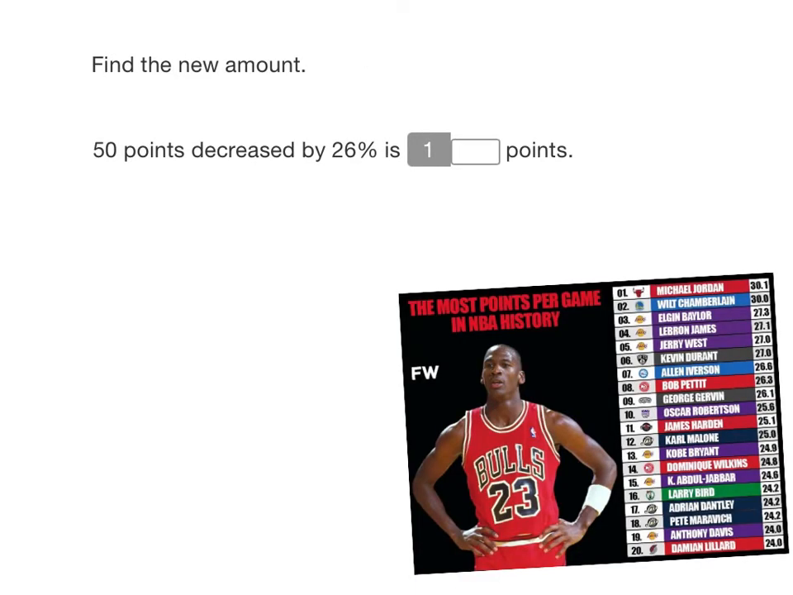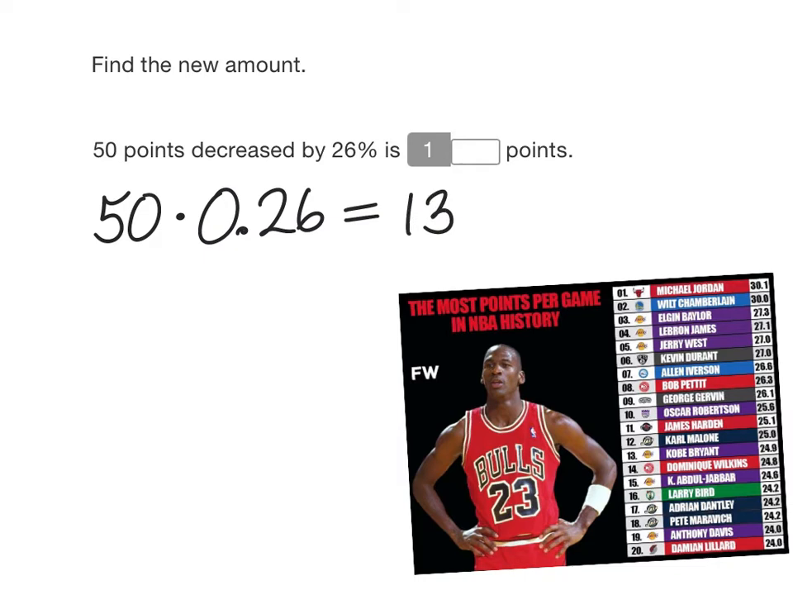50 points decreased by 26% is blank points. Again, I'm going to take my points and figure out what is 26% of 50 by multiplying by the decimal. You could also multiply by the fraction for 26%. When I multiply, I find out that 26% of 50 is 13, and so 50 decreased by 13 points is 37 points.